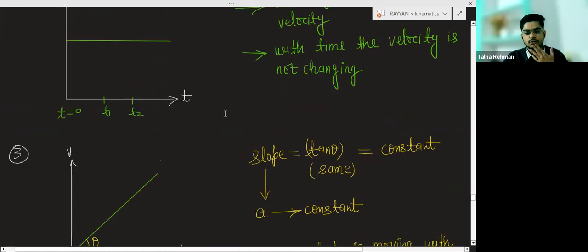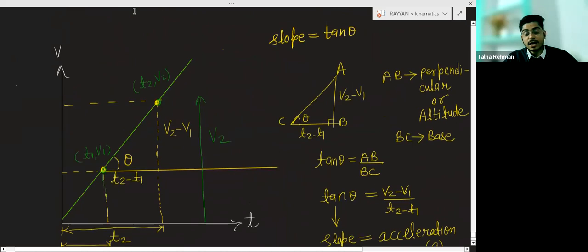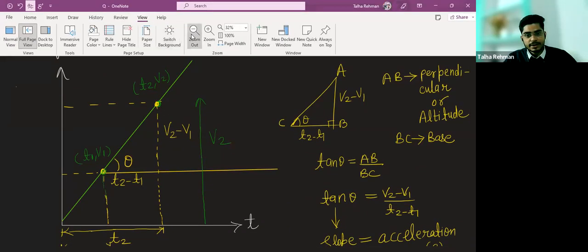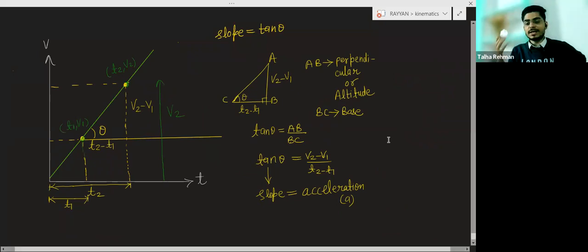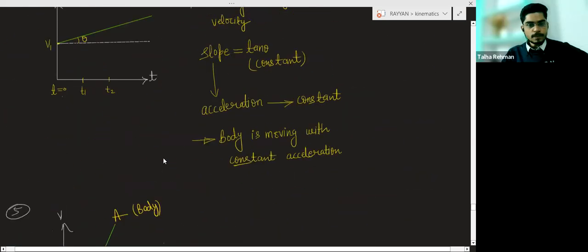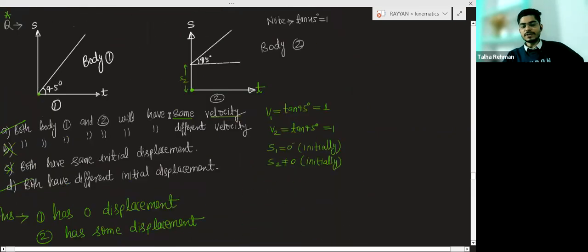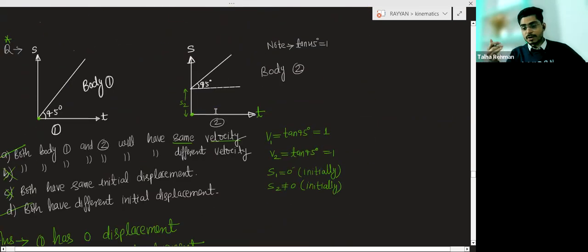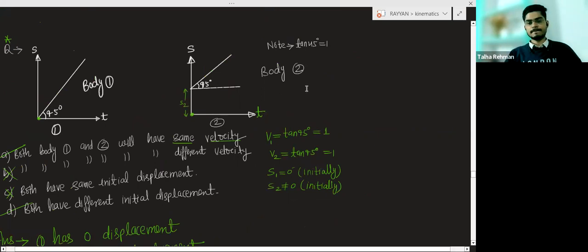So basically this is the whole explanation of why and how to calculate the acceleration. I mean, how to calculate the slope of any graph. I can tell you also why we take the slope of the distance-time graph as velocity, because it comes out to be change in displacement divided by change in time. Change in displacement divided by change in time is the velocity.